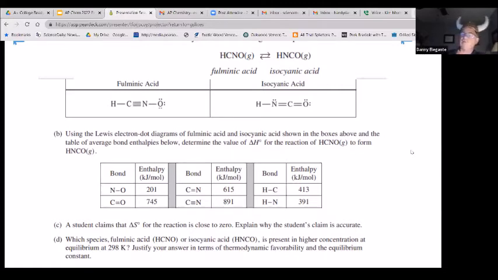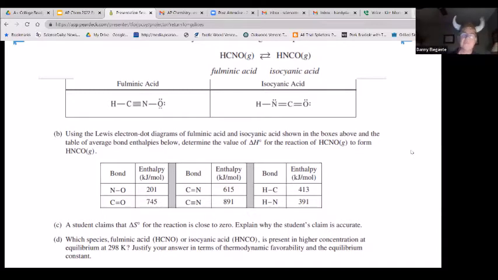Okay, delta S, if you haven't seen delta S yet, totally okay, you still got time. Delta S is something we call entropy, and entropy is the amount of disorder in a system. And so we look at, like, are they solids or liquids or gases? And we also look at the number of molecules. So I included the equation up top for you guys to think about that. And then it says, what species is present in higher concentration at equilibrium at 298? Justify your answer in terms of thermodynamic favorability.